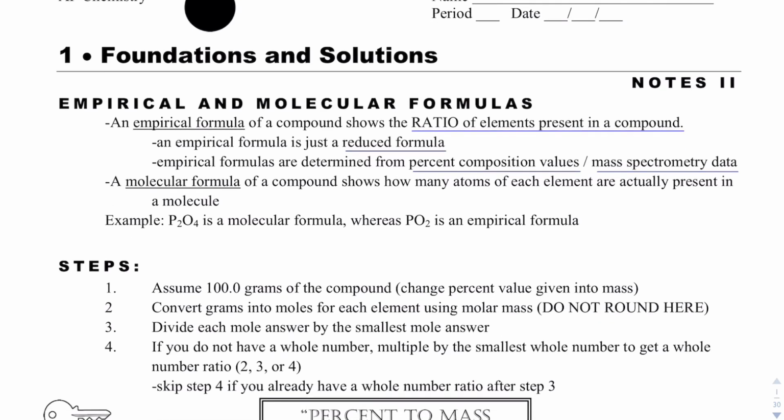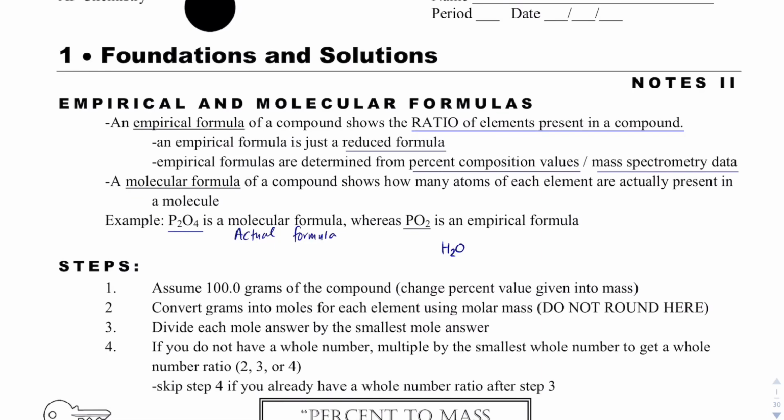So for example, P2O4 is a molecular formula, or the actual formula of a compound, where if I reduced it, so this 2 and this 4 could be divisible by 2, I would get PO2, and that would be the empirical formula. Sometimes the molecular formula and the empirical formula are the same, so let's talk about water. H2O can't be reduced anymore to have a whole number, and so that is your empirical and molecular formula.